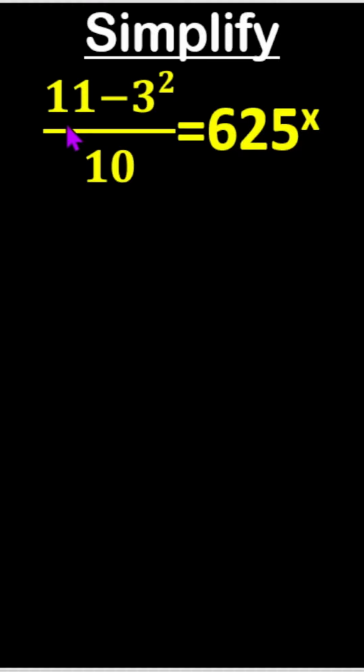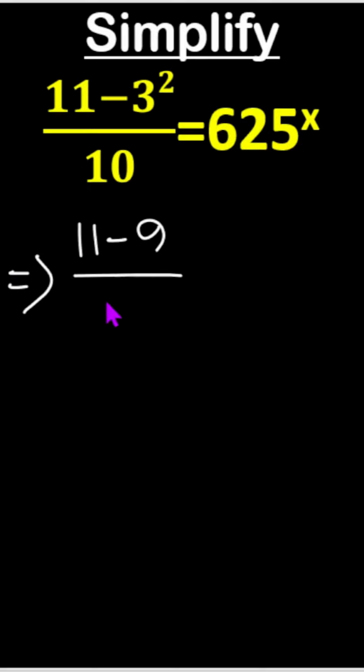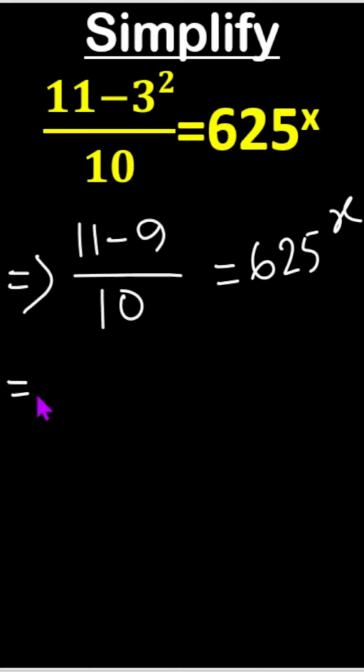Simplifying, (11 minus 3) square divided by 10 equals 625 to the power x. So the left side is very simple. 11 minus 3 square means 9, divided by 10. So this 625 to the power x we will decide later. 625 to the power x will be unchanged.